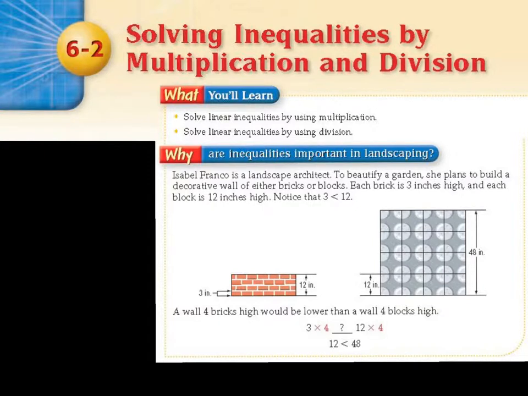3 times 4 is only 12, but 12 times 4 is 48. So because the original relationship was a less than relationship, multiplying it by 4 left it a less than relationship. Let's start off with an easy less than relationship.